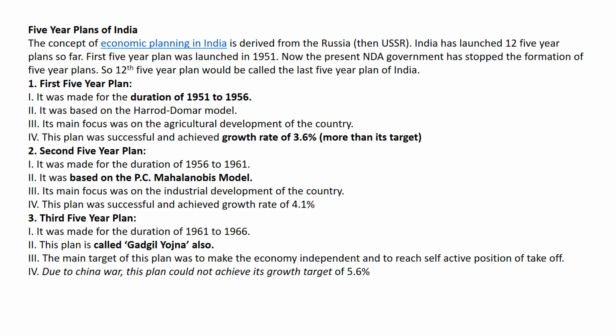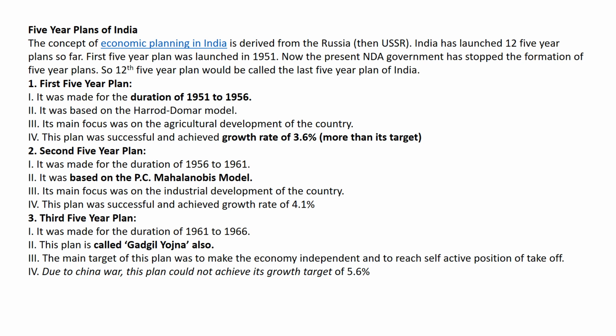First 5 year plan was launched in 1951. Now the present NDA government has stopped the formation of these 5 year plans. So 12th 5 year plan would be called the last 5 year plan of India. Let's start discussing the quick highlights of all the 5 year plans. Let's start with the very first one. First 5 year plan. I'm going to discuss at least 4 key highlights of every 5 year plan.